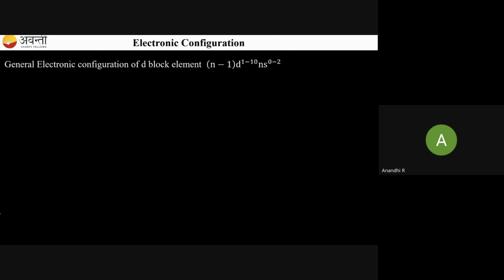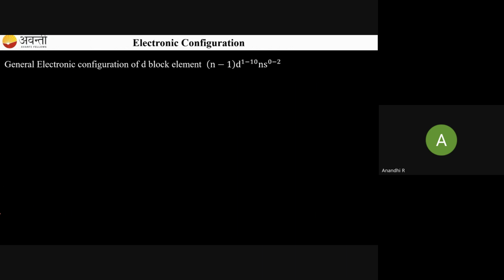So I'll move on to the electronic configuration. So far we were discussing the position of D block in the periodic table. Now I am going to discuss the electronic configuration of D block. So first let's complete this D block and then we'll move on to F block. We'll complete all the information related to D block elements and then we'll come to F block and study all the properties, chemical reactions, etc. Got it? So now we are concentrating only on D block.